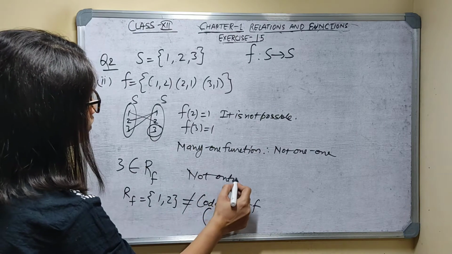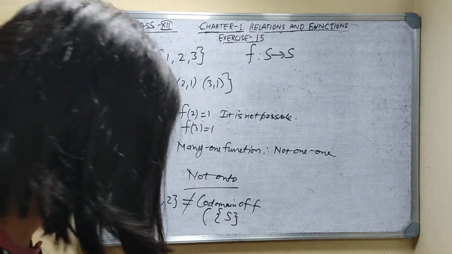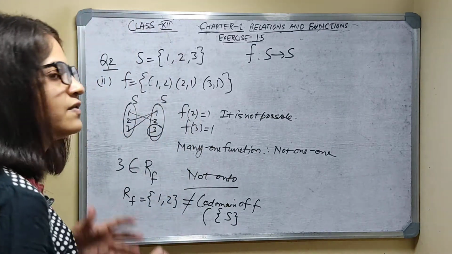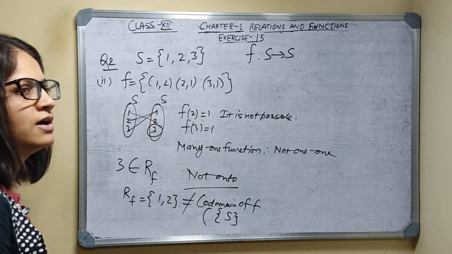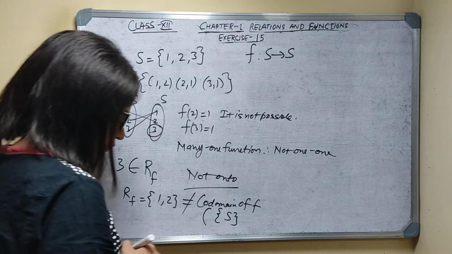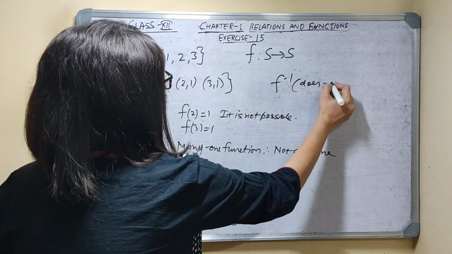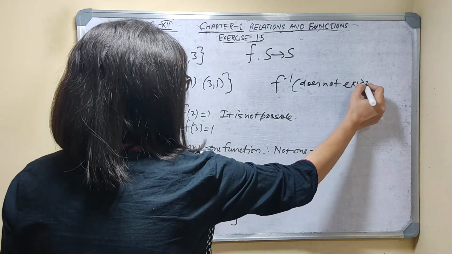This is not onto also, and this is not one-one also. So it is neither one-one nor onto, which means it is not an invertible function. I can't find F inverse for this function. So I can say F inverse does not exist.